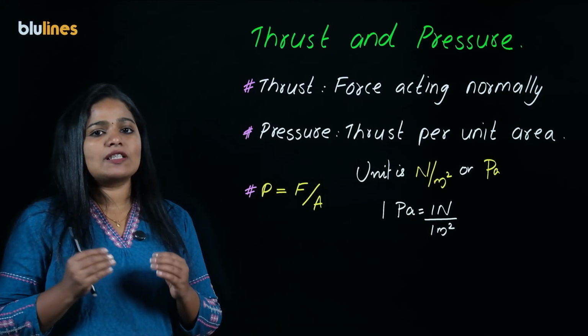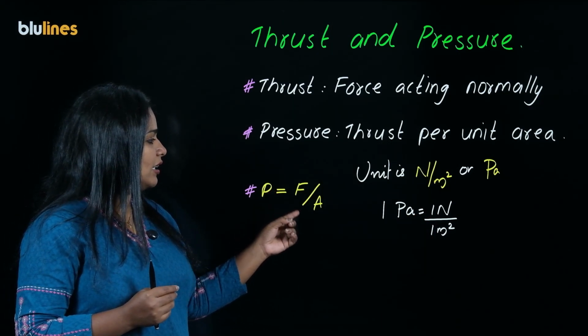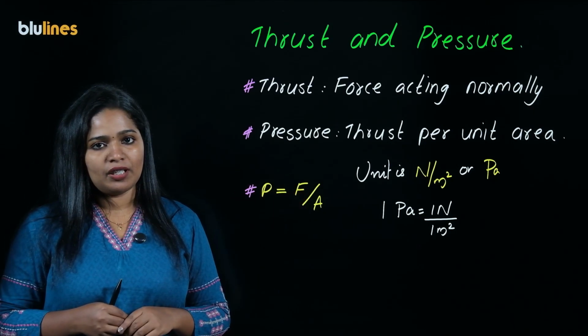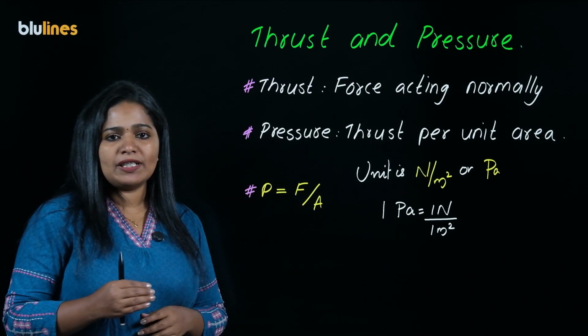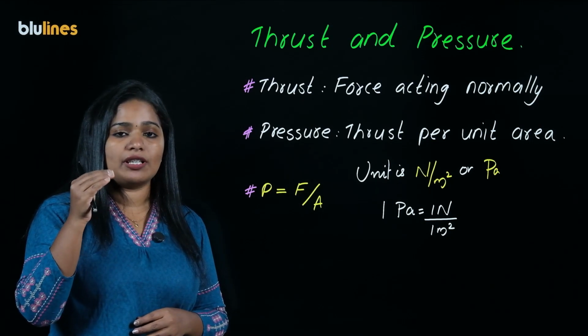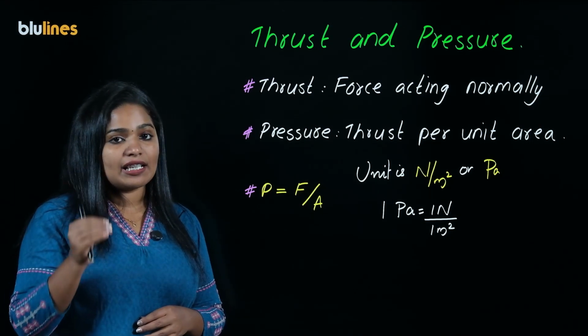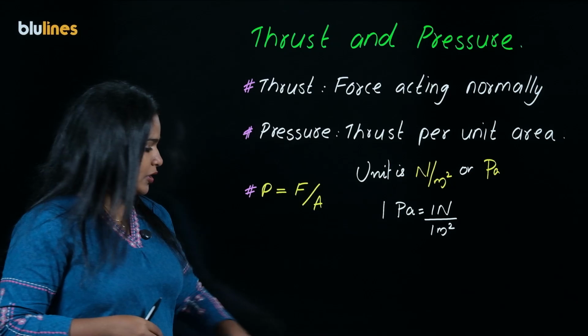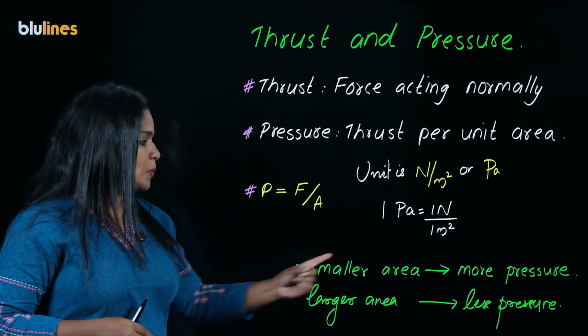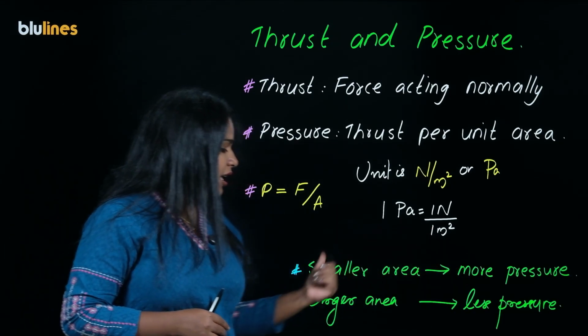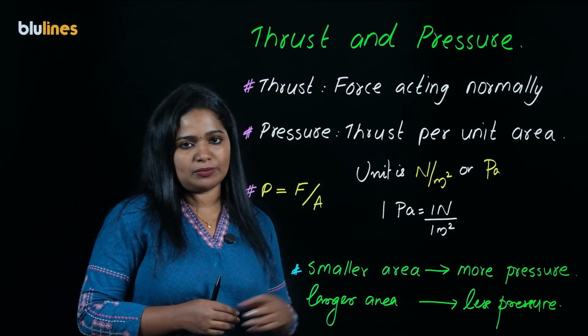So, from the expression itself, it is clear that area has some role here. Area is in the denominator, which means as area increases, pressure decreases, and as area decreases, pressure increases. So, we can say: smaller the area, more pressure; larger the area, less pressure.